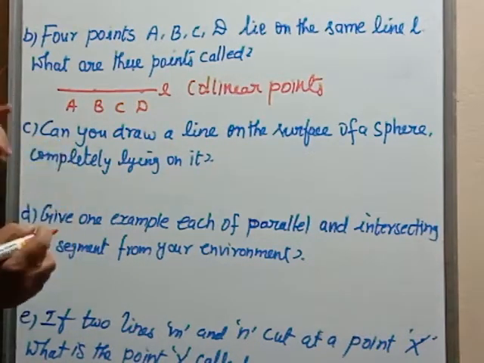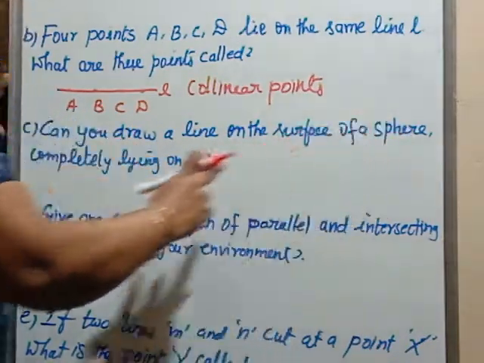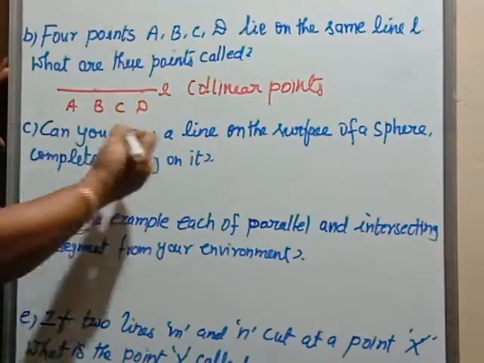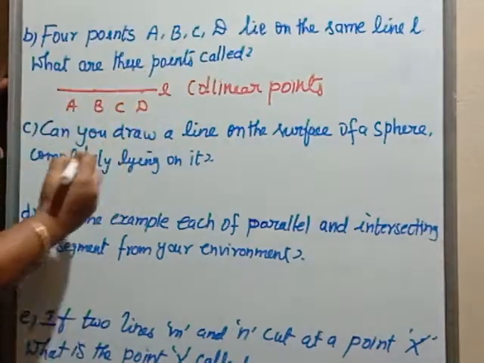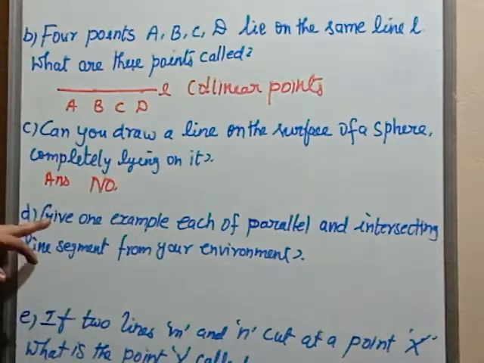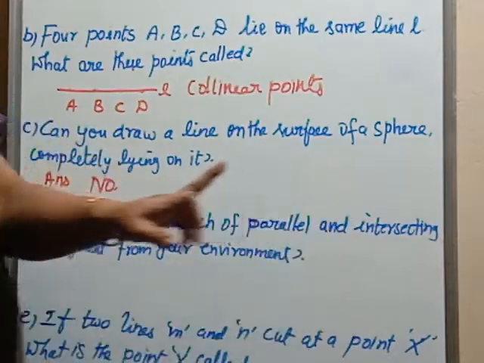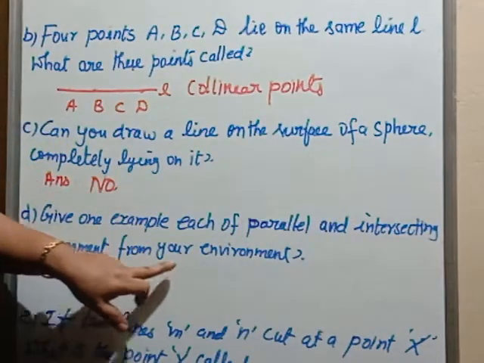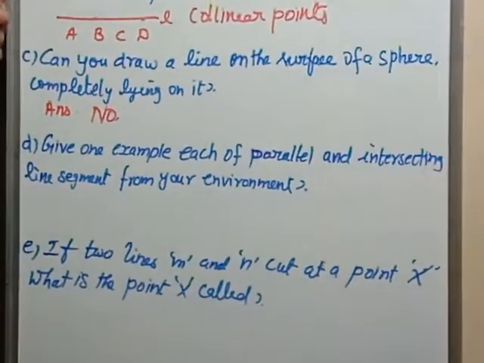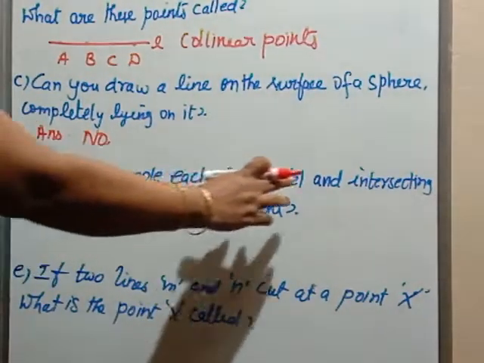Now, we'll move to the third question. Can you draw a line on the surface of a sphere completely lying on it? Sphere means it's a round shape. Can we draw a line on the surface? It's not possible. So, answer is no. Now, move to the fifth question. Give one example each of parallel and intersecting line segments from your environment. Parallel railing on either side of the staircase. You can say that as one example for parallel lines.